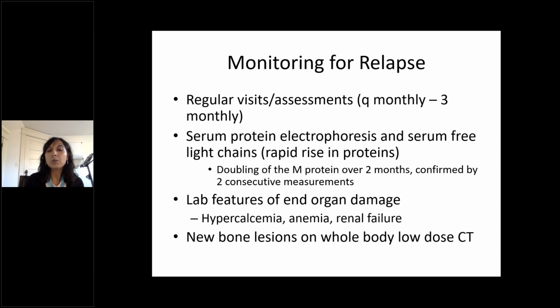And generally we do screening kind of CTs as well every 6 to 12 months to keep an eye for any bone lesions. But we obviously want to know if patients are having any new symptoms, any new bone pain, and they would let us know, so we would investigate more urgently if any of those things arose.